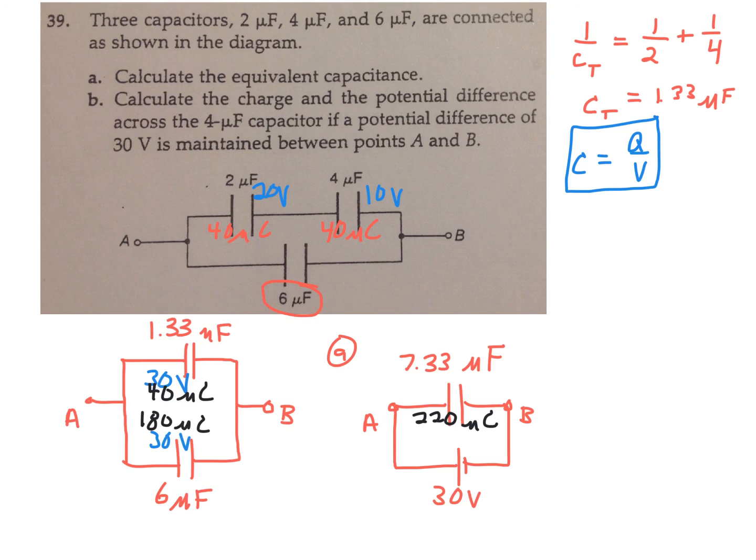Another thing that you could have been asked for in this problem is, how much energy is stored in each capacitor? How much energy is stored in the total system overall? You could do that by adding up the energy stored in each capacitor, or you could go to the final diagram to get the energy stored in that 7.33 microfarad capacitor. So those are some additional questions that you could be asked.